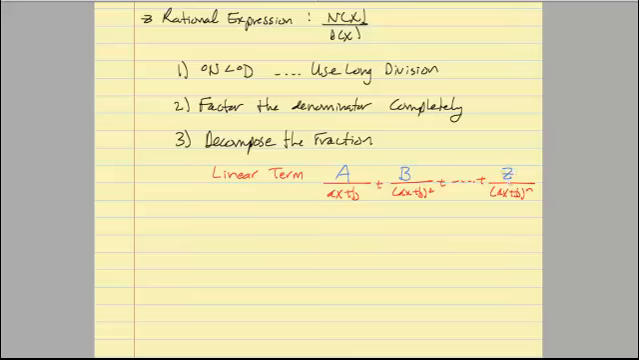Now one thing that we need to be aware of are these values of lowercase a, lowercase b, etc. Those are going to be numbers. These cap A, cap B, cap Z right now are variables that we're going to be solving for.